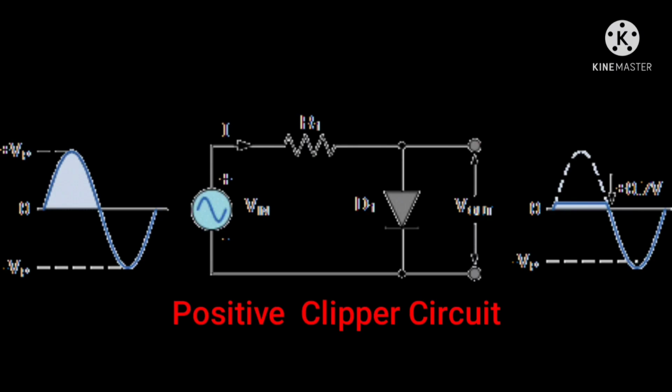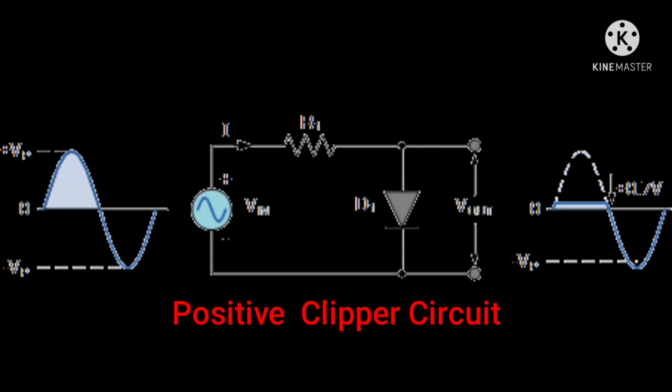This is the illustration of a positive clipper circuit. This clipper diode is also known as a diode limiter. The clipping of the input signal produces an output waveform. The half-wave rectifier is a clipper circuit since all voltages below zero level are eliminated. The diode clipping circuit can be used in limiting voltages.